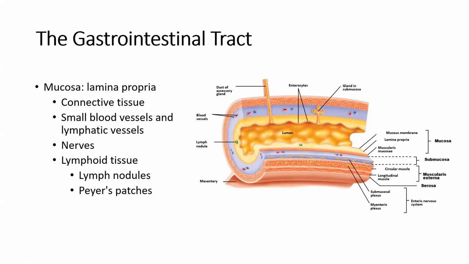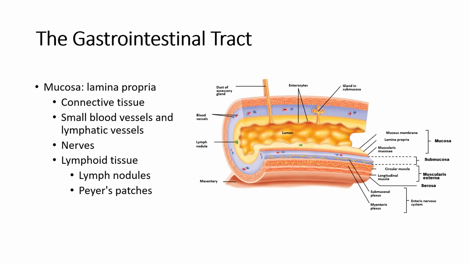Now, underneath that, we've got the lamina propria. So the lamina propria is the second layer of the mucosa. This is a connective tissue layer. Again, this is pretty much repetition. We've got small vessels here, which are helping to feed the epithelial layer.